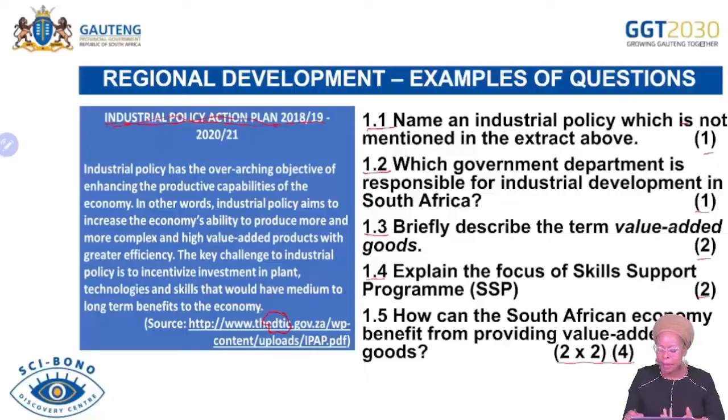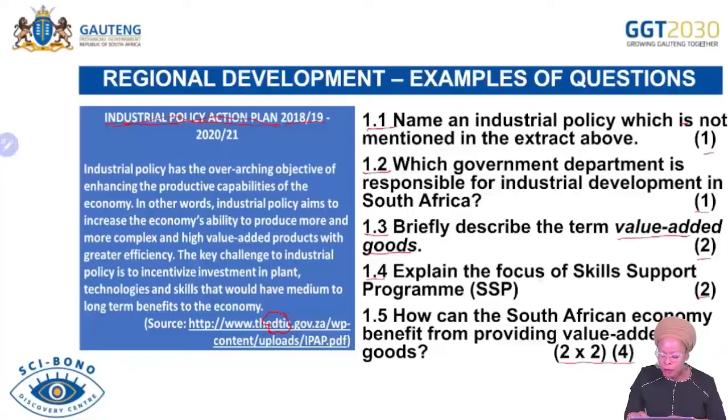1.3, you can be asked to briefly describe a certain concept. In this instance, the concept is value-added goods. And this, you can remember it from what you have been taught, from what is in your textbook, what is in the study guides that you are using.